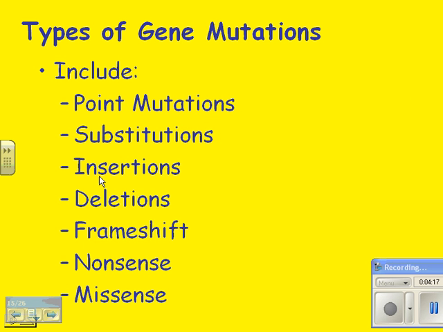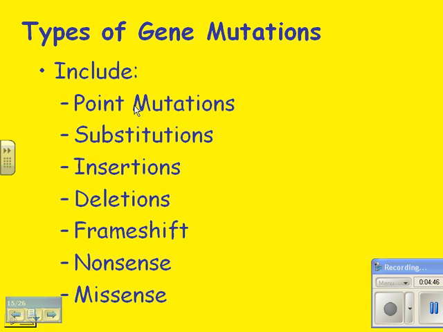Here are the types of gene mutations. Point mutations, which means it's just one nucleotide, one base that's messed up. Could be because you substitute the wrong one. Could be that you insert one or delete one. A frameshift mutation will happen with an insertion or a deletion. It will shift the whole reading frame over, so I'll show you what that means. Nonsense and missense also can happen when the mutation happens in a certain place.